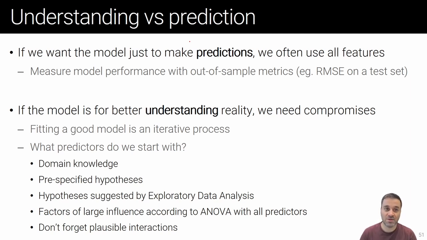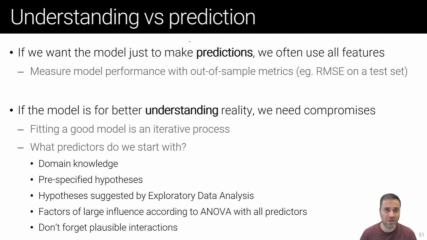If all we care about is just the predictions, then in principle, we should just use as many features as we have, as many predictors as we can have, because in principle, that's going to lead to a better model. Maybe just by a tiny little fraction, but it should be a better model. So in principle, use all the predictors. And how do we measure the model performance? What is the model doing? Well, we could just look into out-of-sample metrics. So we could get a test data set and compute something like RMSE on the test set. That would be our way of quantifying how good the model is, just for the purpose of making predictions.